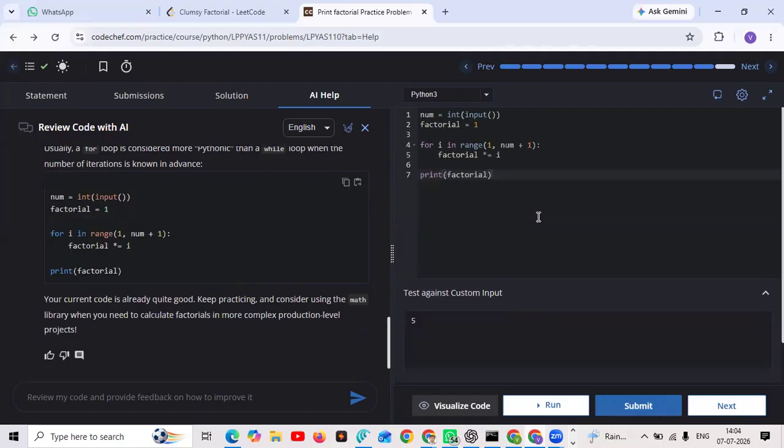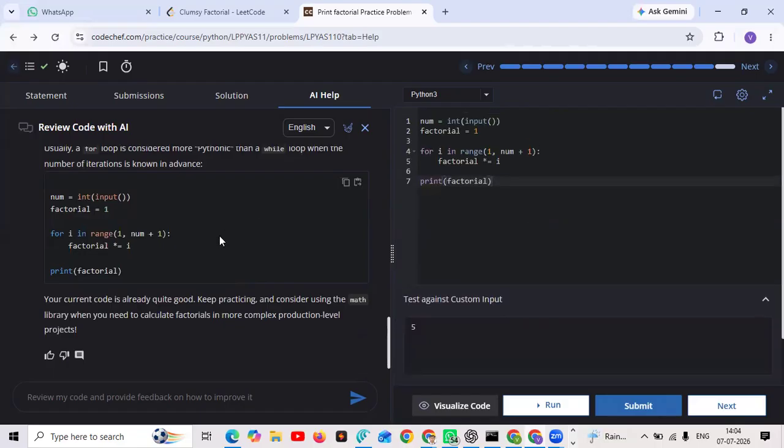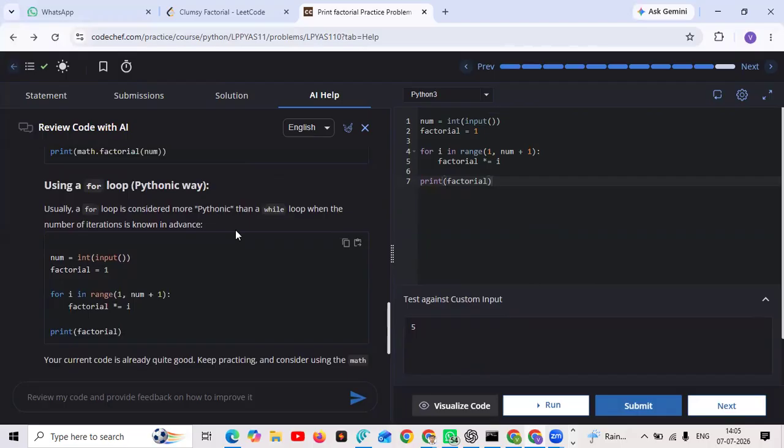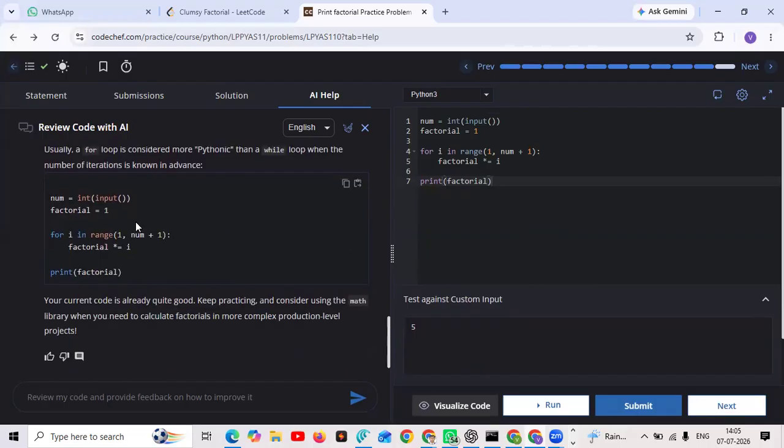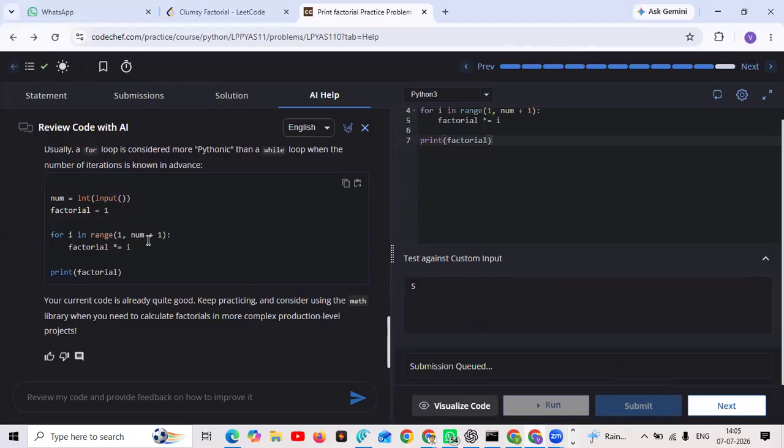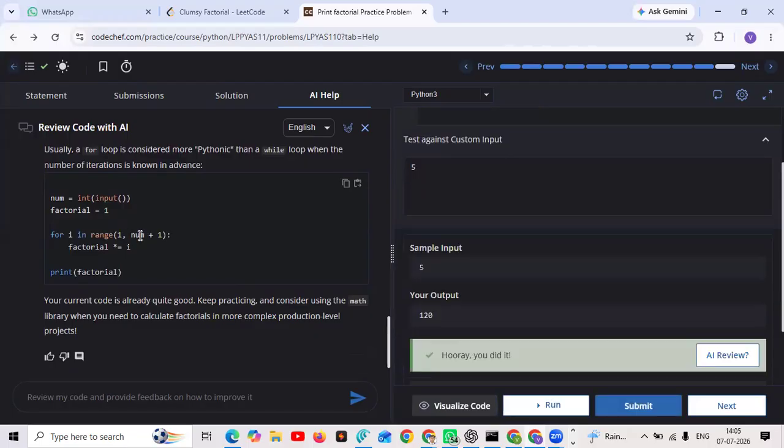Here also, so for loop. Why for loop from one? It is using range from one to num plus one. Okay, this is factorial equal to one. That's the use of Python. Because when you have to take the factorial of any number, it should start from one actually. So it is taking up to num plus one, and it is multiplying till that number.